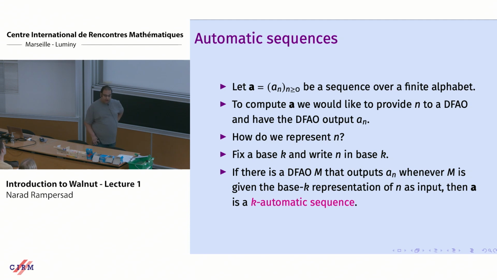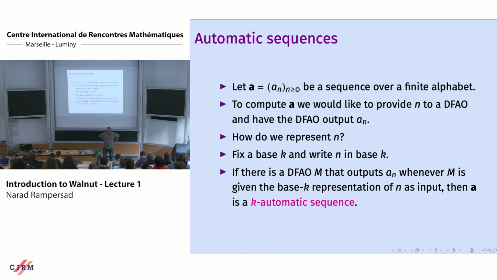And now, here is how I use it to compute some integer sequence. I have some sequence a, over some finite alphabet. And I would like to provide n to my computing machine, my DFAO, and have the machine compute the nth term of the sequence, a_n.